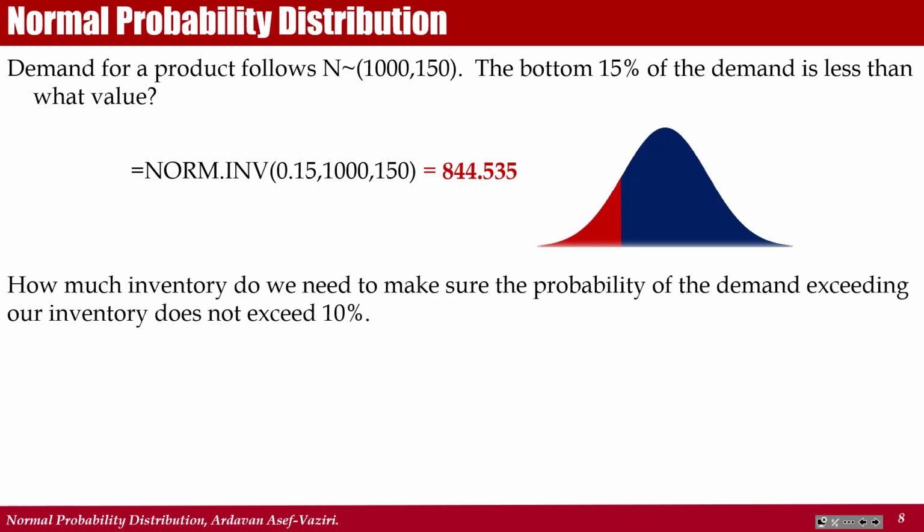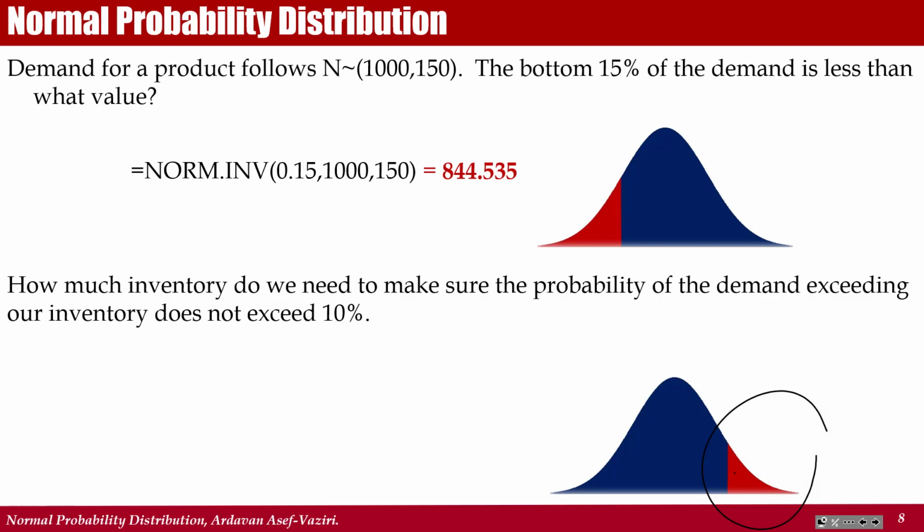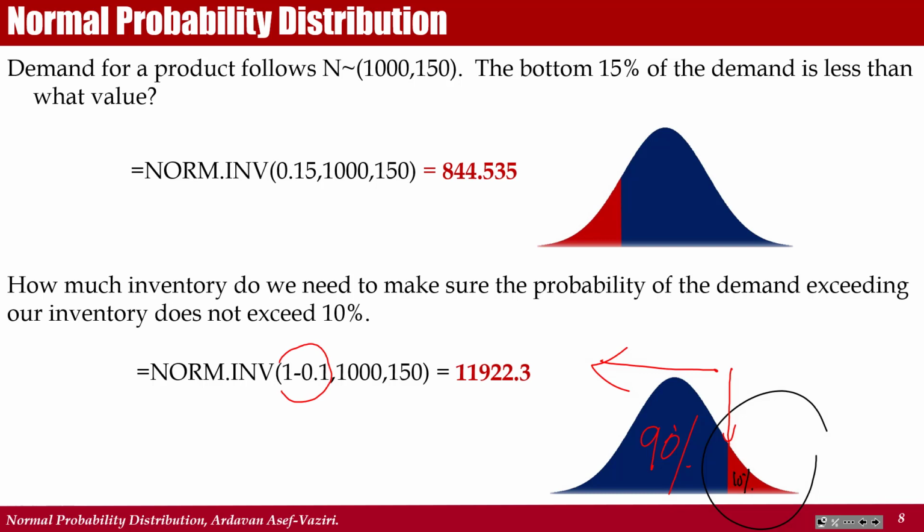How much inventory do we need to make sure that the probability of demand exceeding our inventory does not exceed 10%? So we want this area to be 10%. And if that area is 10%, this area is 90%. Therefore, it is quite straightforward. We are looking for a point for which the probability to the left is 90%. This is 90%, 1 minus 0.1, this was 0.1, and these are average and standard deviation, and we find the value. Thank you very much for paying attention.